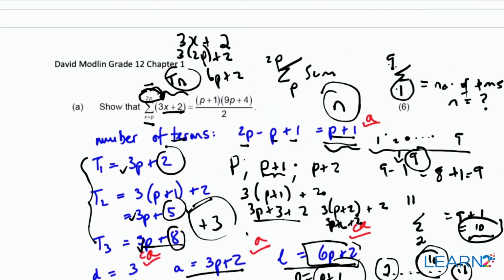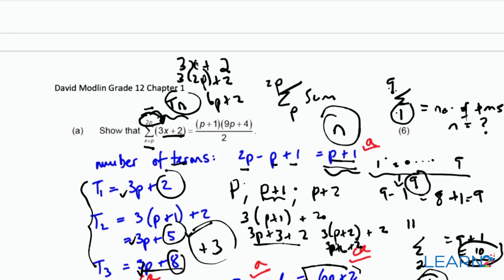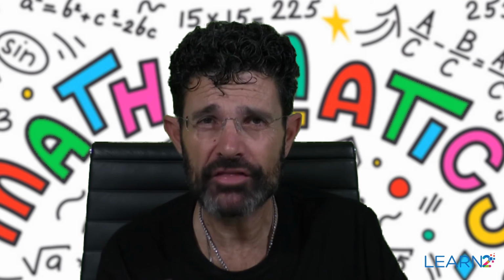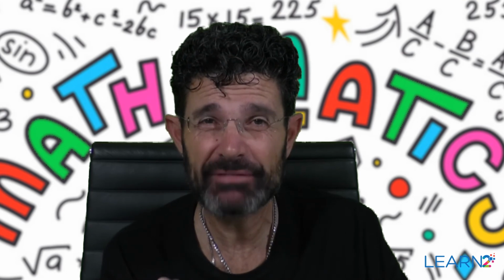And the question says, go and prove that the sum of the sequence is p plus 1, 9p plus 4, all over 2. So we have proved it. That was really an excellent question on the sum of terms with sigma notation.